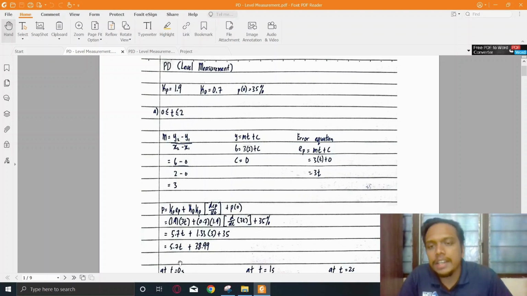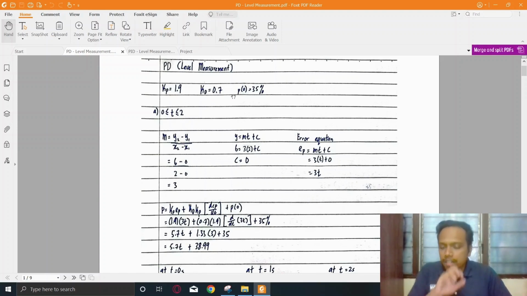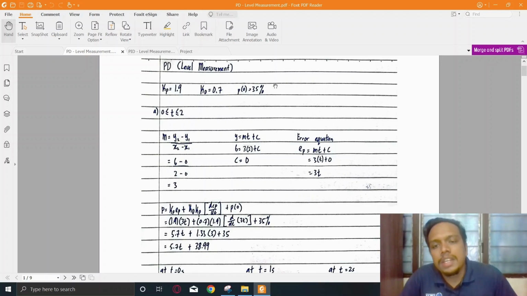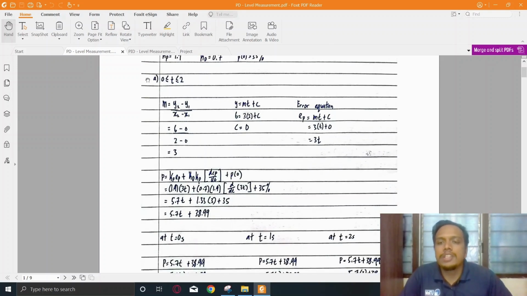First, you can see here that the proportional gain is 1.9, the relative gain is 0.7, and the percentage without any error is 35%. Each group gets different values. This is our value for our group 2. First, we have to find from range 0 to 2.